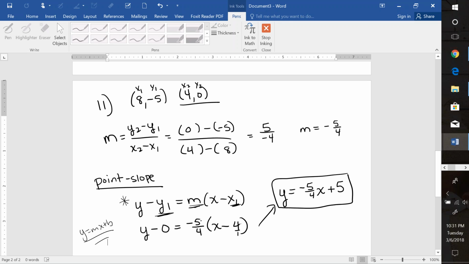The distributing part is usually what gets people, because when you do the first one, it's just times x. But when you do the second one, you're doing -5/4 times -4/1. So this is really 20/4, which is +5. So that's where that number came from.